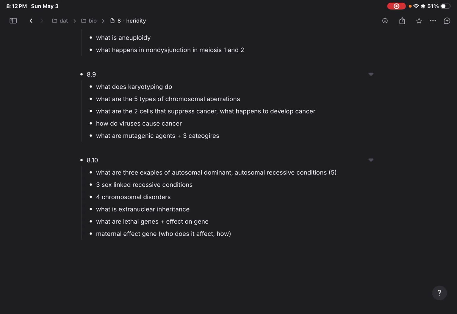What are the 5 types of chromosomal aberrations? So you can have duplications, you can have inversions, you can have one-way translocations. That's the other one I was confused about. Then a two-way translocation and then deletion.